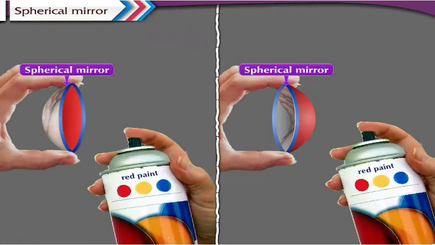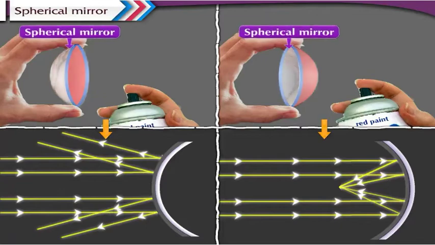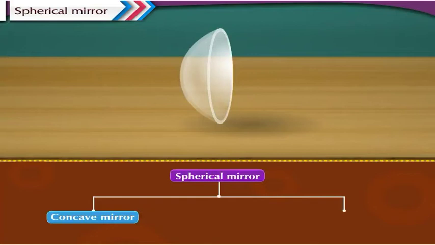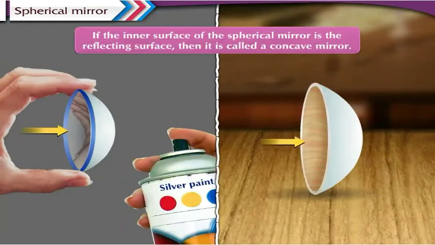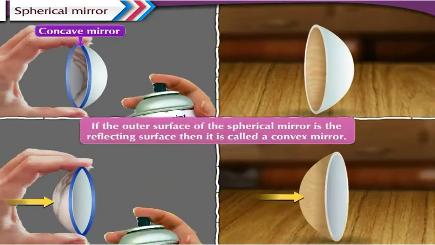Reflection of light takes place either from its outer or inner surface. Thus, there are two types of spherical mirrors. They are concave mirror and convex mirror. If the inner surface of the spherical mirror is the reflecting surface, then it is called a concave mirror. Whereas, if the outer surface of the spherical mirror is the reflecting surface, then it is called a convex mirror.